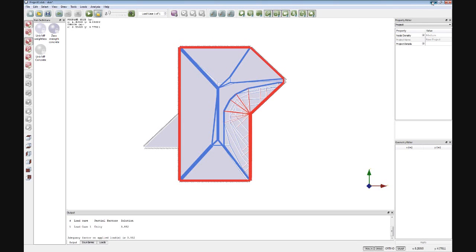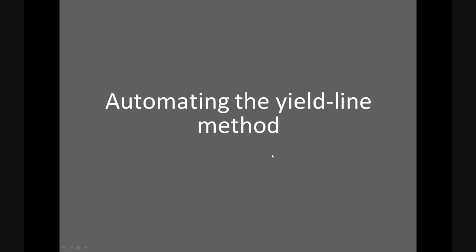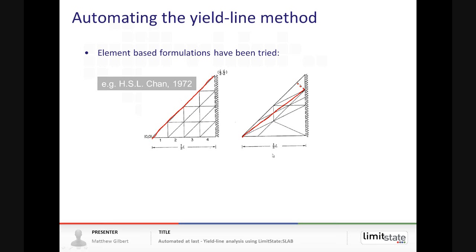Okay, so that's sort of a quick look at how the software's been, how the method's been implemented. Let's have a quick look at how we went about automating the method. And first to say that people have been trying to automate the method for several decades now. So for example, I've got a couple of images on the next slide that are taken from an academic paper published in the early 70s.